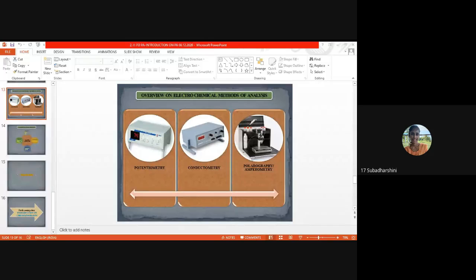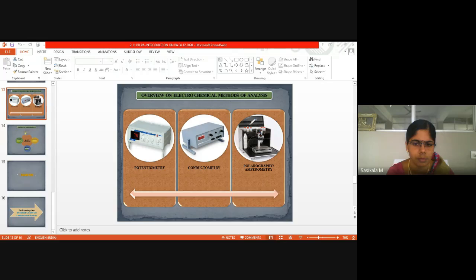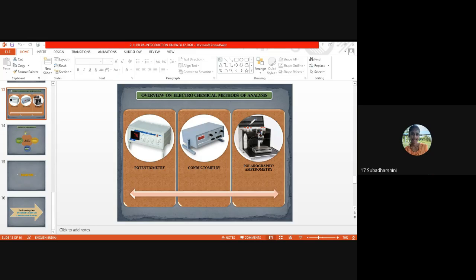Under structural elucidation, it comes under infrared, nuclear magnetic resonance, electron spin resonance, X-ray diffraction, and mass spectrometry. Okay, ma'am. What are the miscellaneous techniques? Polarimetry and thermal analysis. Okay, good.